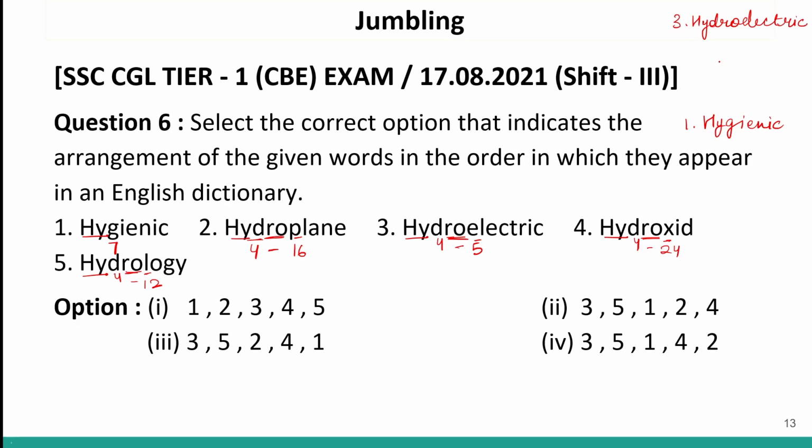The next word will be what? Hydrology. The next word will be hydroplane. And the word after that will be hydroxide. So the correct sequence will be 35241, and this is given in option number 3. So option number 3 will be your correct answer.